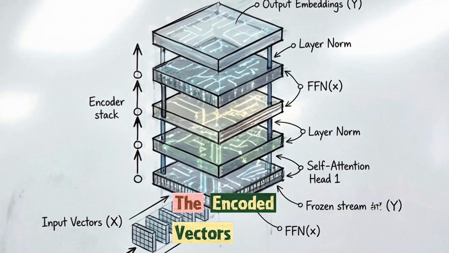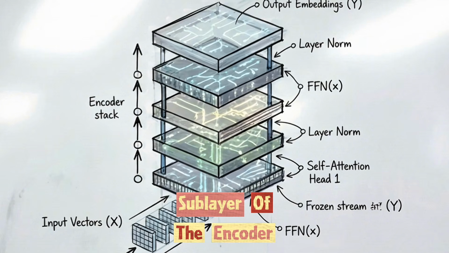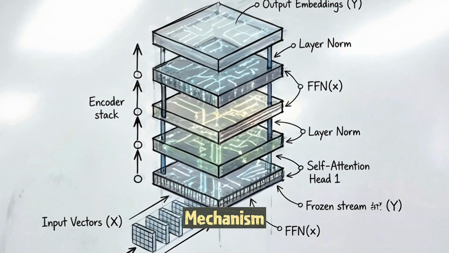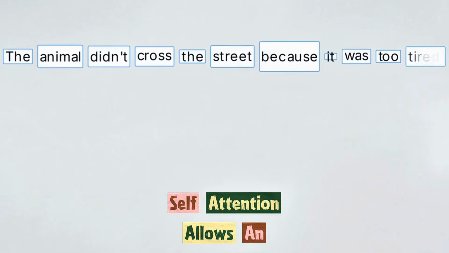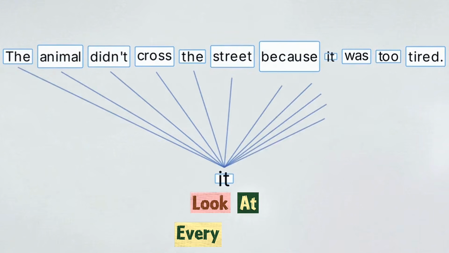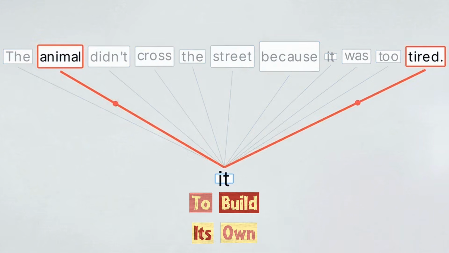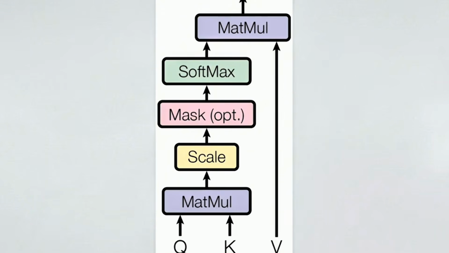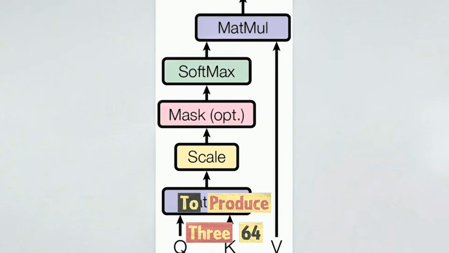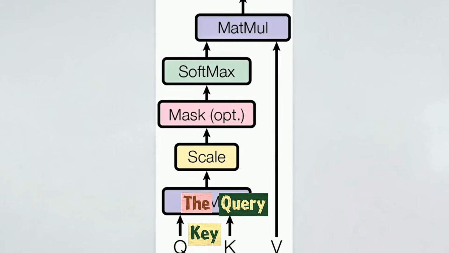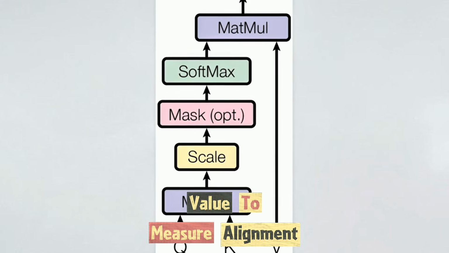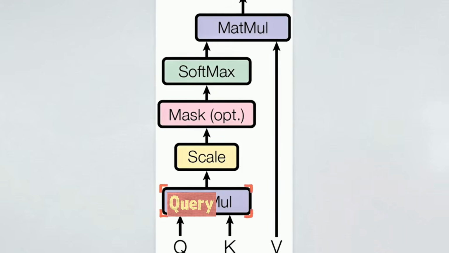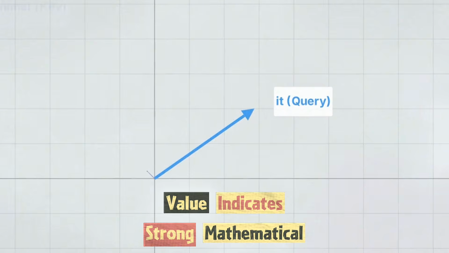The encoded vectors now flow into the first sublayer of the encoder, the multi-head self-attention mechanism. Self-attention allows an isolated token to mathematically look at every other position in the sequence to build its own context. This diagram illustrates scaled dot product attention. Isolating the token, its vector is multiplied to produce three 64-dimensional vectors: the query, key, and value. To measure alignment, the model computes the dot product of the query against every key. A high dot product value indicates strong mathematical alignment.